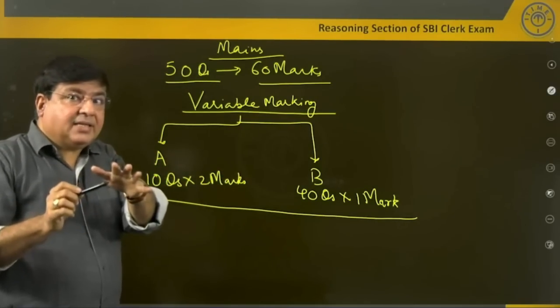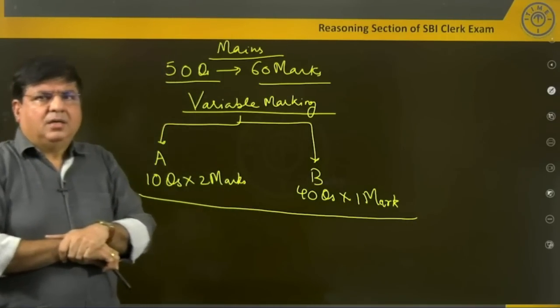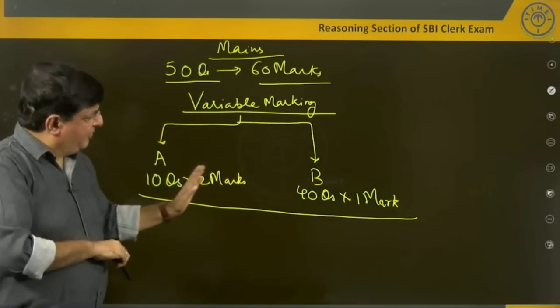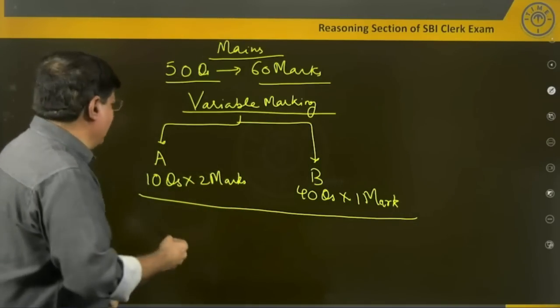This year it may or may not be there. Be careful. Just check the pattern given in the notification. If it is the same 50-60, yes, there is a possibility of a variable marking scheme.